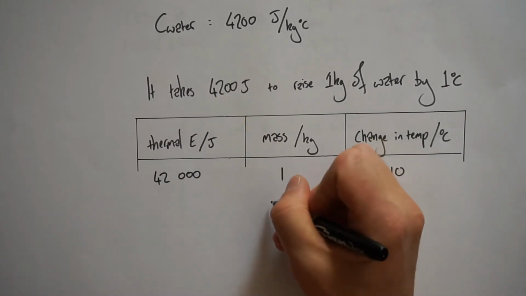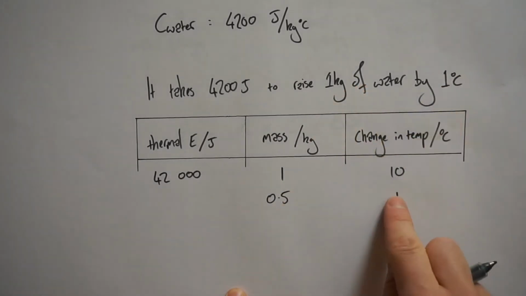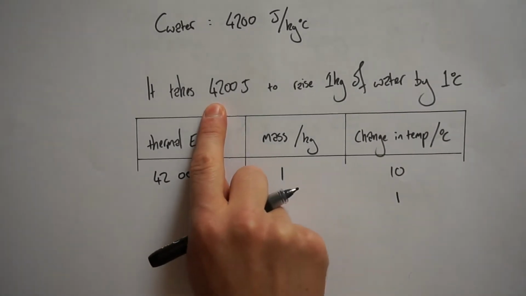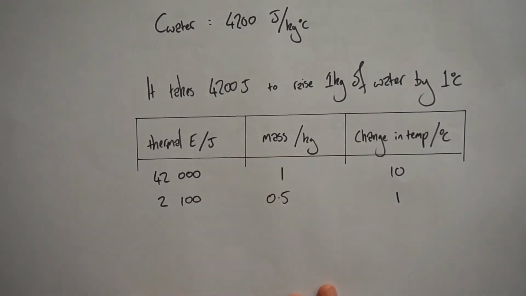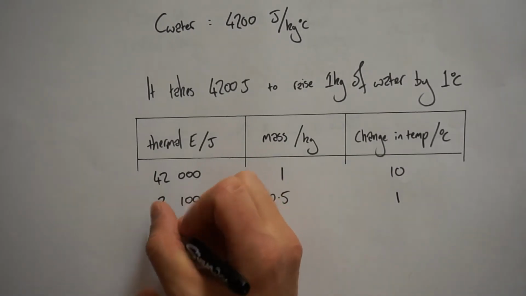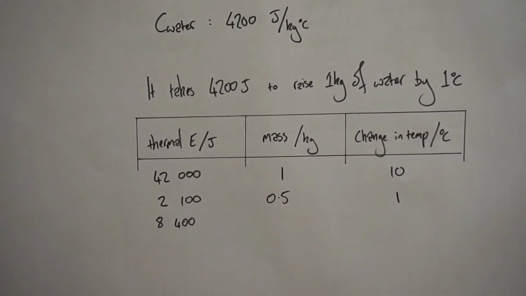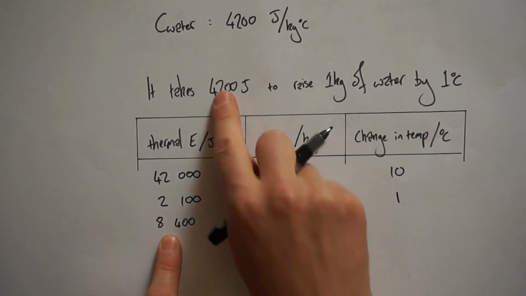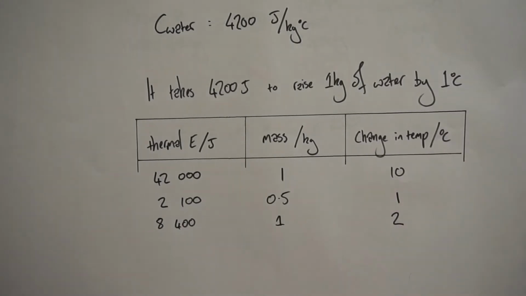Okay, what if we only had 0.5 kilograms of water and we just wanted to raise that by 1 degree C? So again, how do we equate it to the original example? It's going to be half of this, so therefore 2,100. Last one might be, I'm going to put 8,400 joules of thermal energy into my 1 kilogram of water. How much is the temperature going to change this time? This time we can see that it's double this value here, so it's going to make the temperature go up by 2 degrees C.